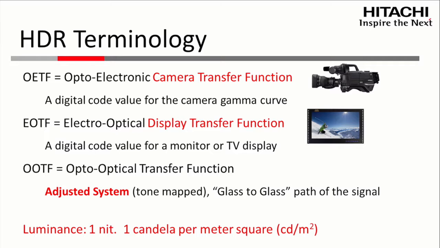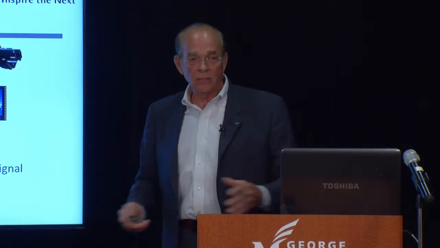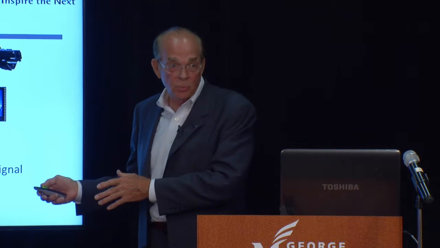At the display end, it's the opposite. It comes in electrical and goes out as an optical picture on the screen. The two combined are OOTF, sometimes referred to as glass to glass, from the lens to the TV screen. That's the entire system, and HDR is a system. You can't put it in the camera without having it on the display.